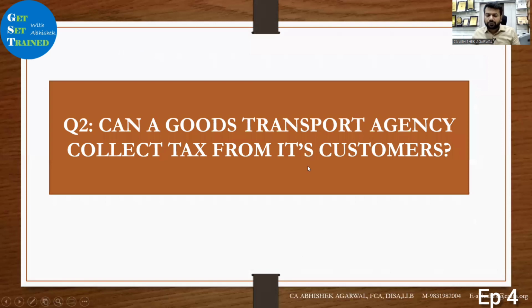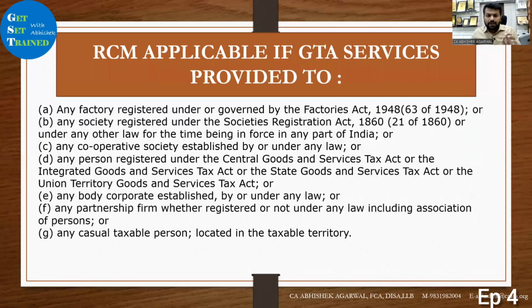Okay. Second question. Can a GTA collect tax from its customers? Friends, as per section 9, subsection 3 and notification 13/17, if a GTA is providing services to these 7 categories of persons, then these people are liable to pay tax under reverse charge mechanism. Post 18 July 2022, two more options have been given to the GTA. One option is still there, which will be continued: the recipient can continue to pay taxes under reverse charge mechanism, and GTA are not required to charge or levy taxes under forward charge mechanism.